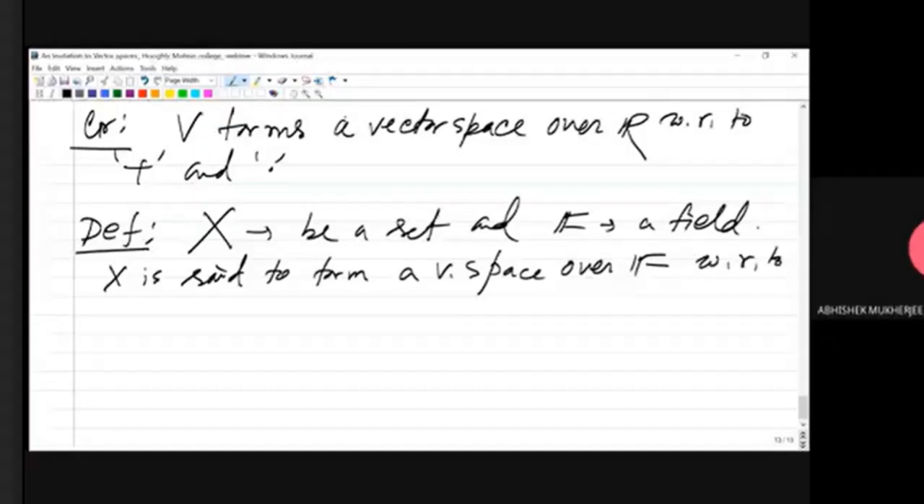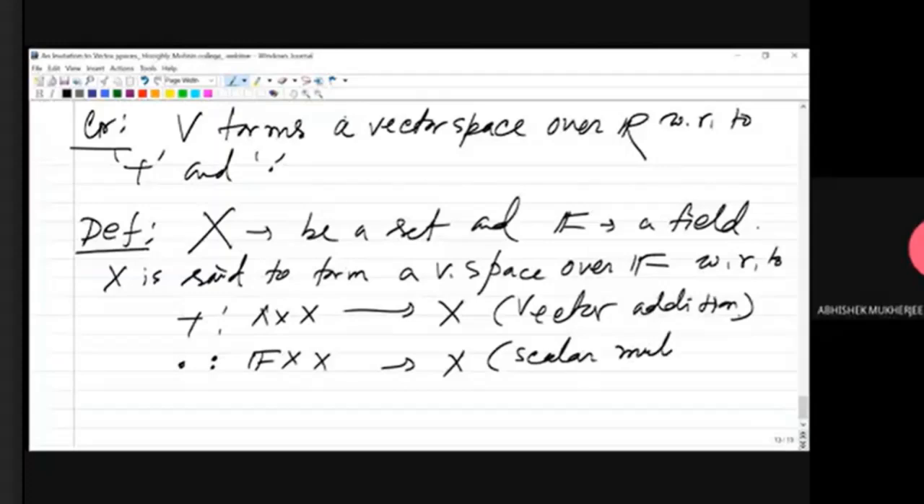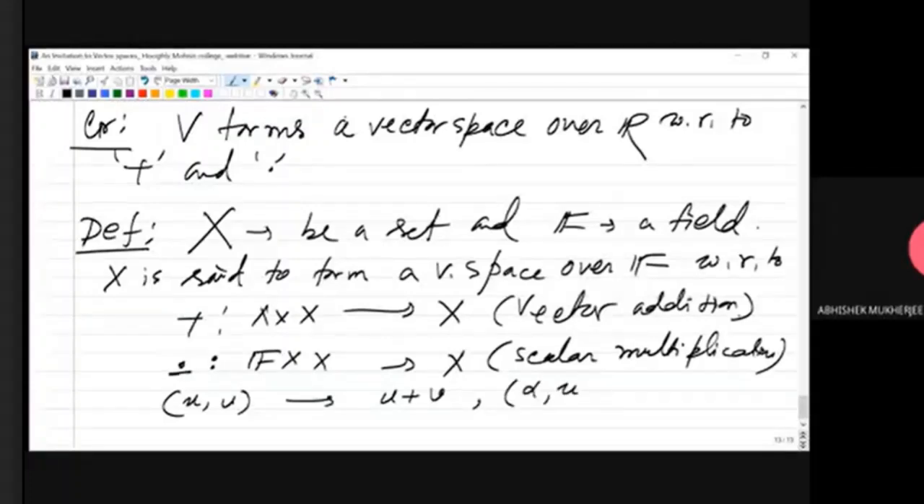with respect to two operations. One is plus from X cross X to X, and this will be called vector addition. Now it is clear to you why it is called vector addition, because classically it has been defined the way I have done, right? The other one is the scalar multiplication. So with respect to these two mappings, plus will be like that: suppose u, v belong to X, then it will go to the member u plus v, and for scalar multiplication, alpha comma u will go to alpha u.